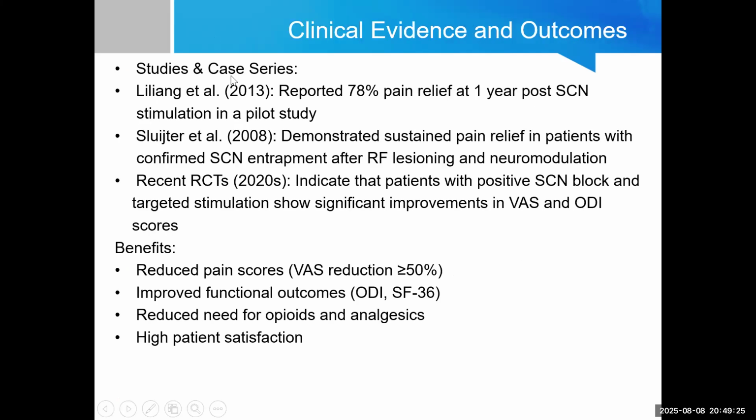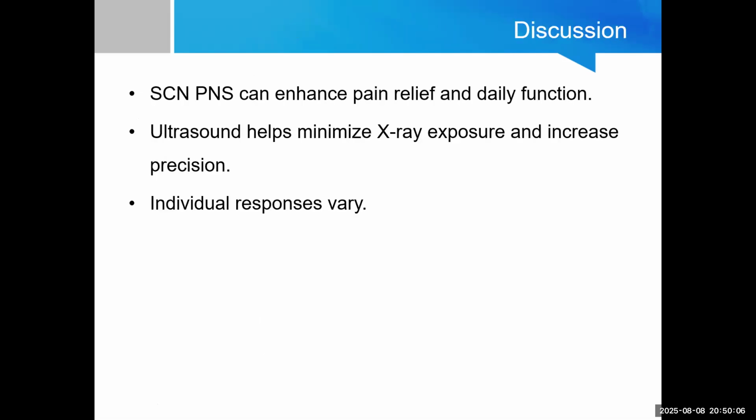So in the discussion, they have shared other studies, done in 2013 and 2020s, which showed a similar kind of pain relief after superior cluneal nerve stimulation. One was a pilot study, and in another they did RF lesioning and neuromodulation, which also demonstrated sustained pain relief. And there were recent RCTs which indicated that patients with a positive superior cluneal nerve block and targeted stimulation did show improvement in VAS and ODI scores. So the benefits you get are reduced pain score, improved functional outcomes, reduced need for opioids and analgesics, and higher patient satisfaction. So it's a similar thing.